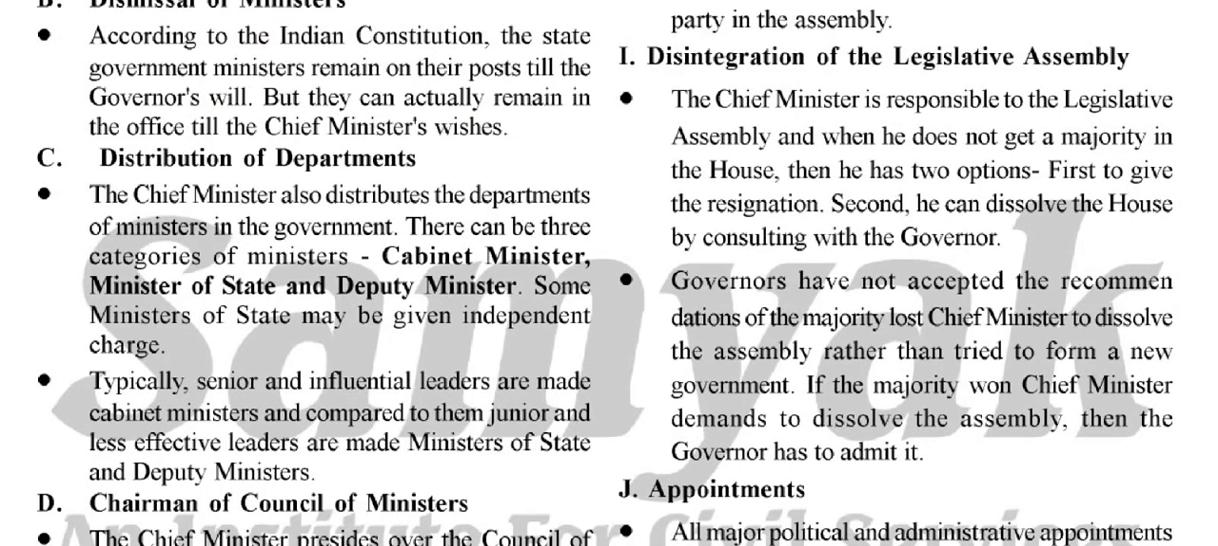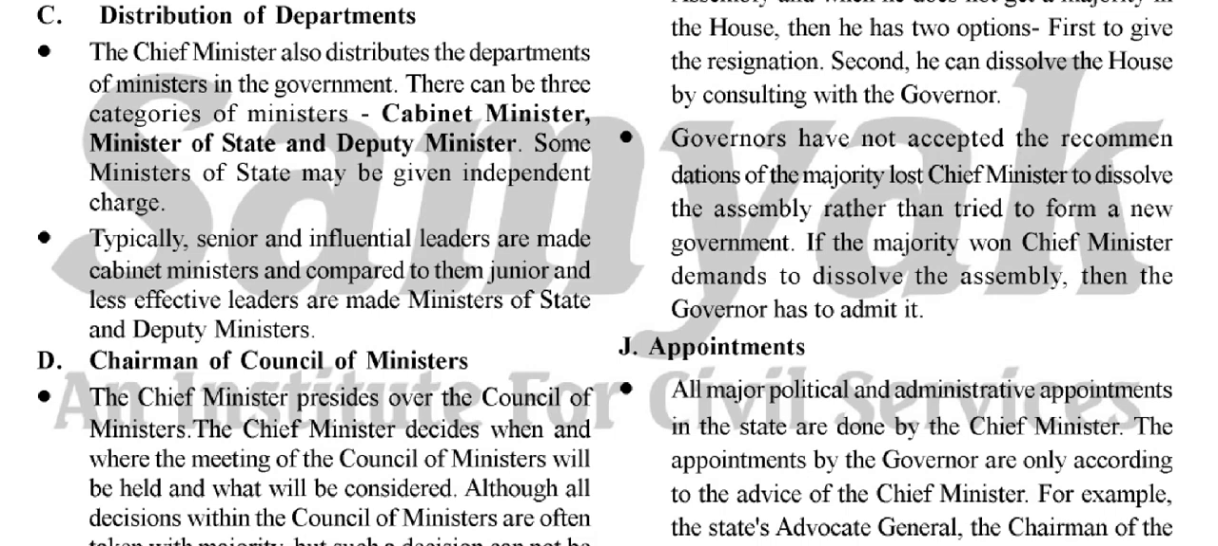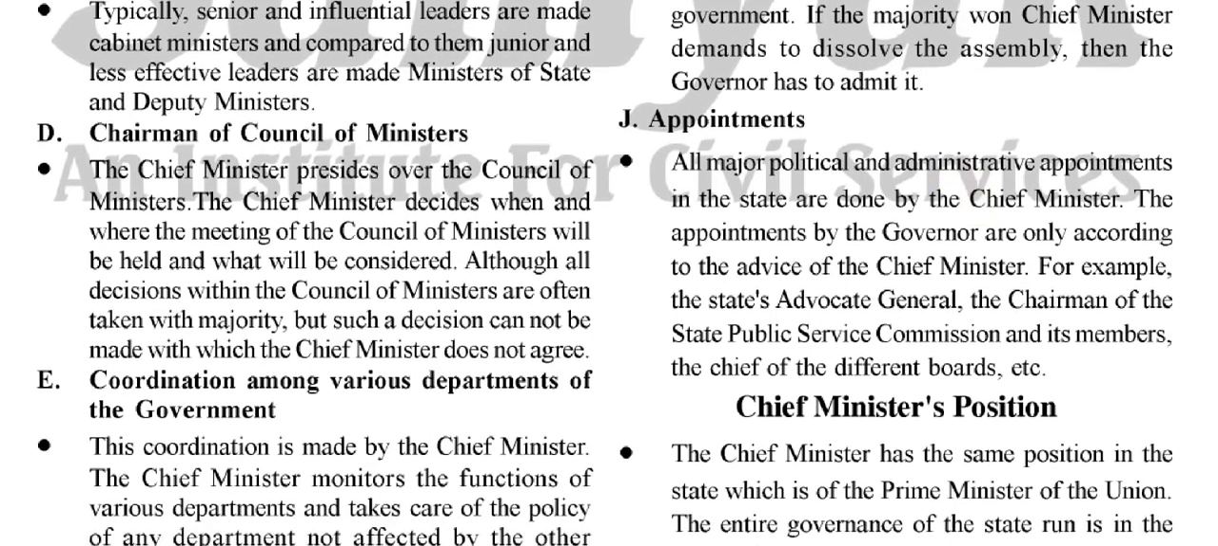The Chief Minister is responsible to the Legislative Assembly, and when he does not get a majority in the House, he has two options. First, to give his resignation. Second, he can dissolve the House by consulting the Governor. Governors have not accepted the recommendation of a Chief Minister who has lost his majority to dissolve the Assembly, and have instead tried to form a new government. If a Chief Minister with a majority demands to dissolve the Assembly, then the Governor has to admit it. Appointments. All major political and administrative appointments in the state are made by the Chief Minister. The appointments by the Governor are only according to the advice of the Chief Minister.